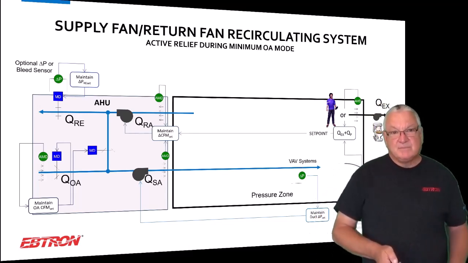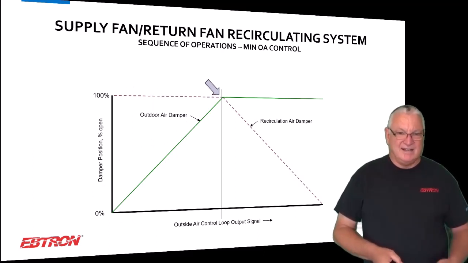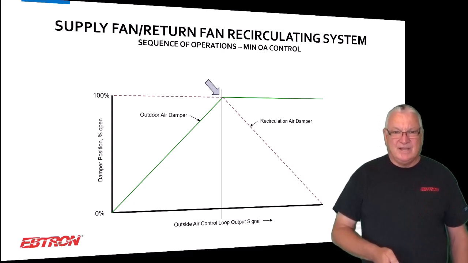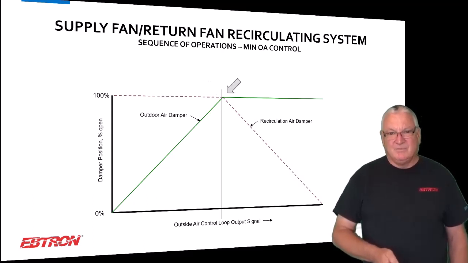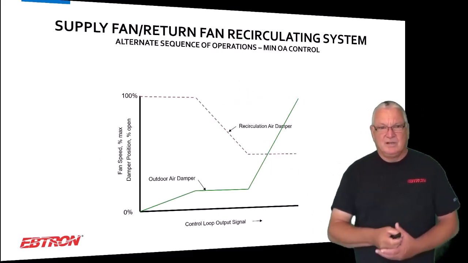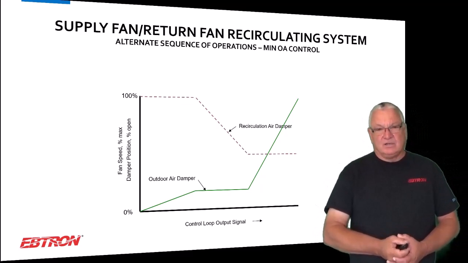All right, so we've got supply fan, return fan, recirculating system here. The sequences are just very straightforward. The more outside air, we start with the outside air damper closed. The recirc damper is fully open. We need more outside air, we open the outside air damper. We get to a point where it's fully open. We still need more, we'll start to close the recirc damper. It's pretty straightforward. Again, we still have that alternate.